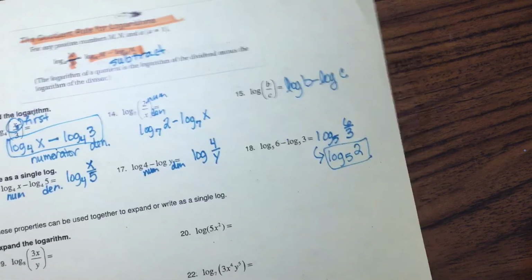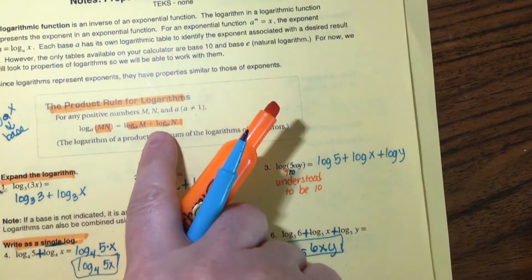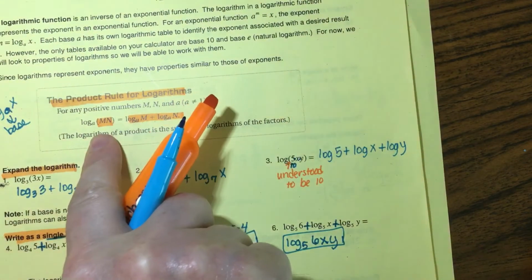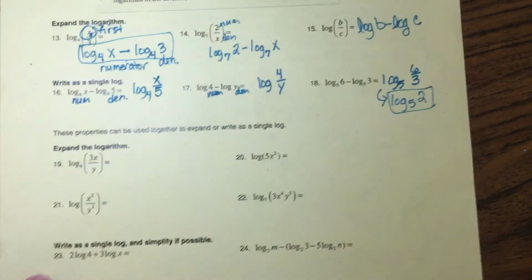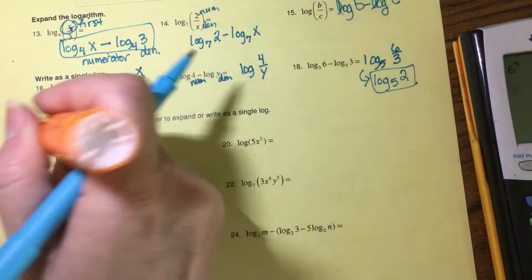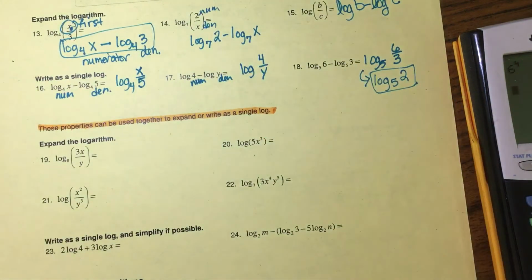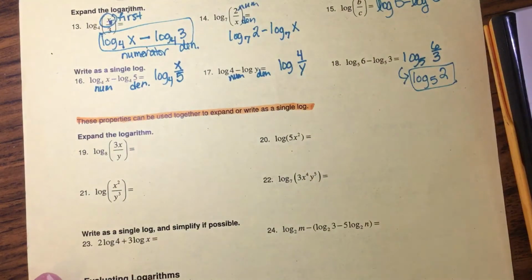So those are the three properties that we're talking about. Another page here. There we go. Multiplying, we're going to split them up and add, or go the other way. If it's an exponent, it comes out front. Or if we are dividing, then we're going to subtract. These can be combined together to either expand or condense, which means write as a single log for each one.